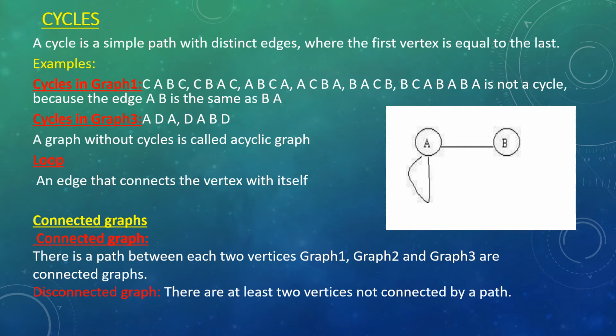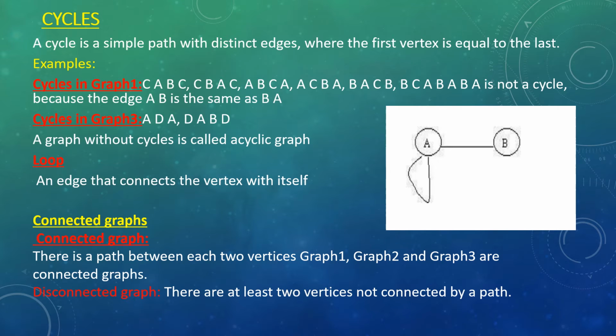Cycles. A cycle is a simple path with distinct edges where the first vertex is equal to the last vertex. Examples: cycles in graph 1: CABC, CBAC, ABCA, ACBA, BACB, BCAB, and ABA is not a cycle because the edge AB is the same as BA. Cycles in graph 3: ADA, DABD. A graph without cycles is called an acyclic graph. Loop. An edge that connects a vertex with itself is called a loop.